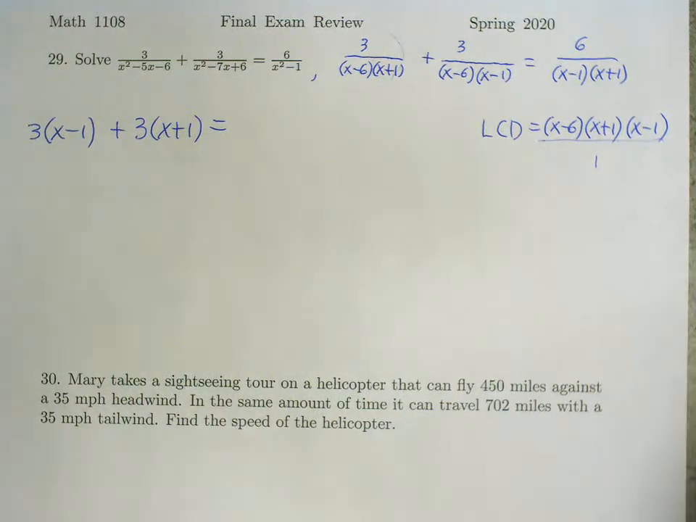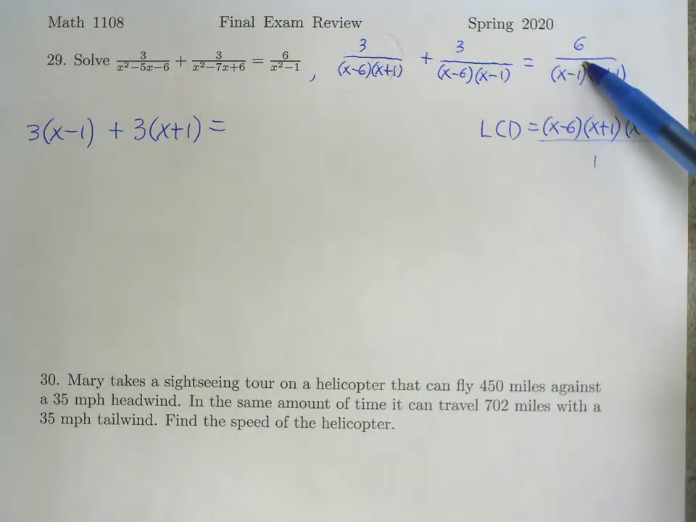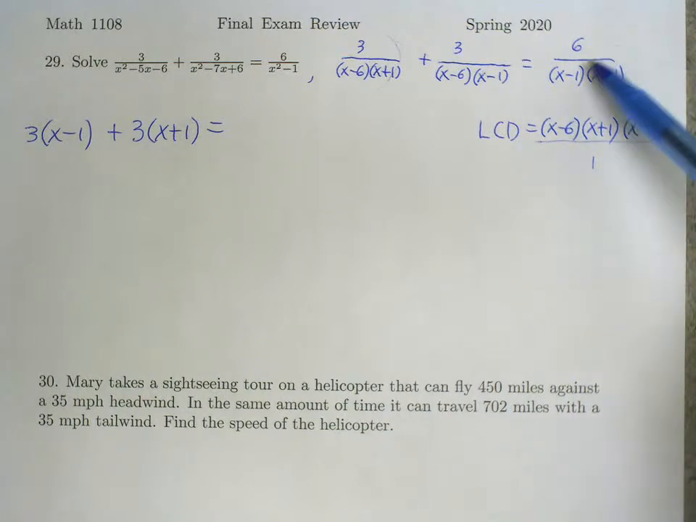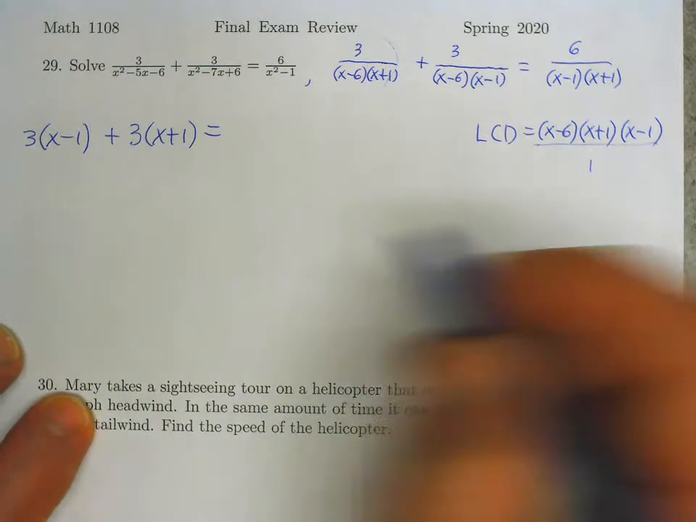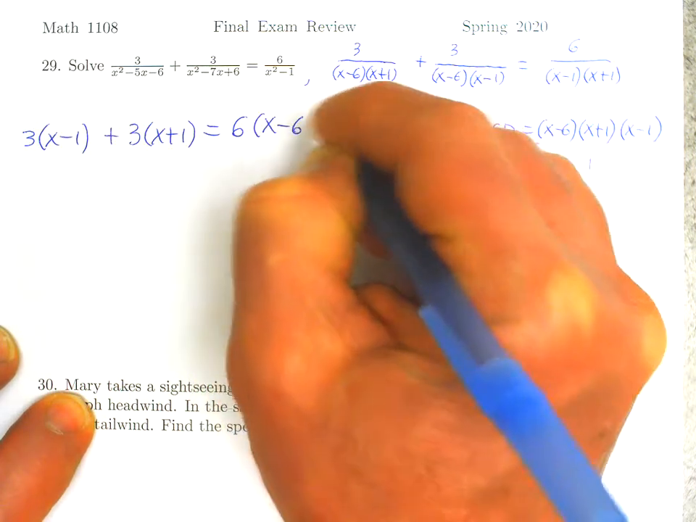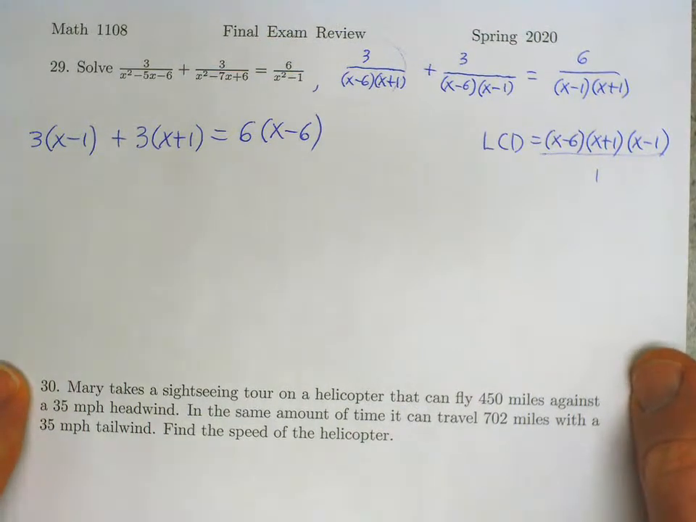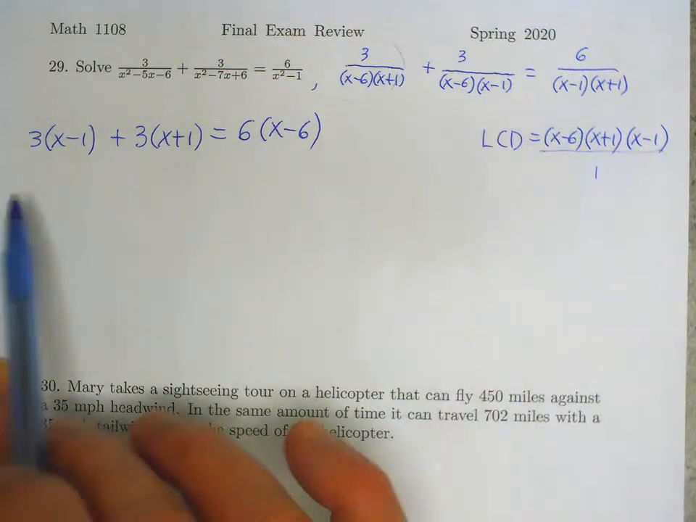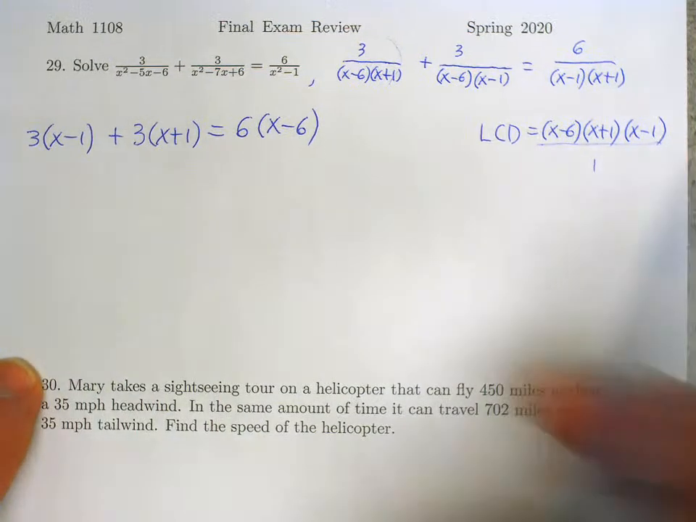Then on the right-hand side, 6 over x minus 1 times x plus 1 times the least common denominator. So this time the x minus 1 factors cancel and the x plus 1 factors cancel. And the things that survive are 6 times x minus 6. So we've succeeded in clearing the denominators. Now we have a pretty simple equation to solve.